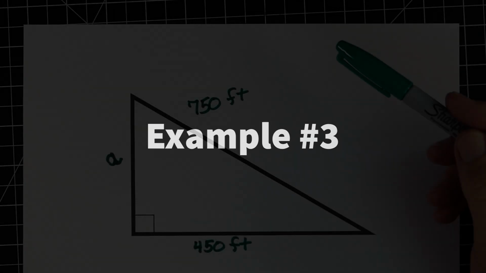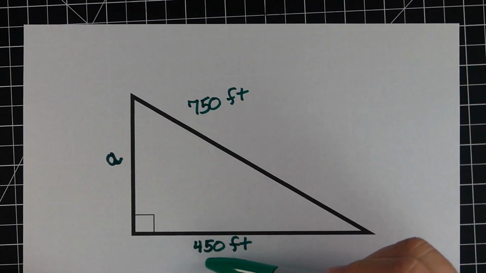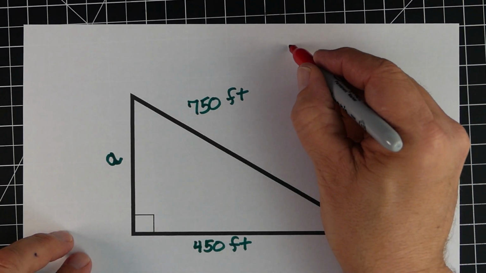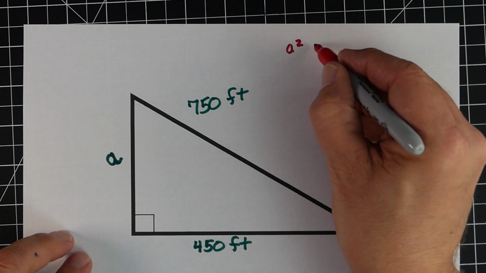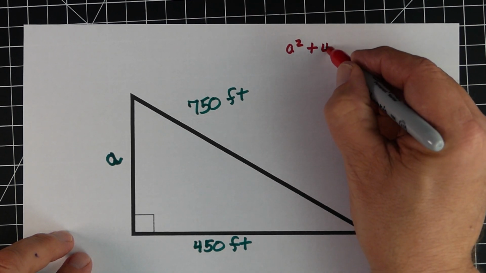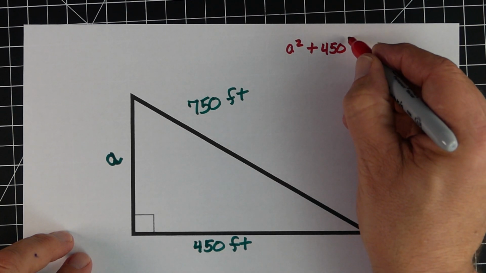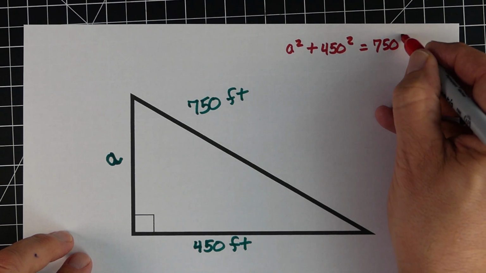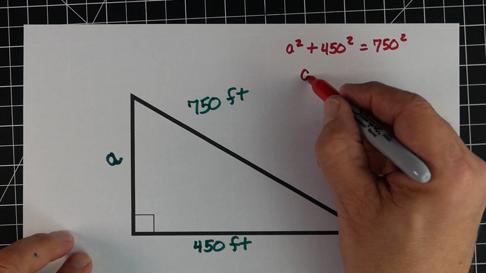Example number 3. So in this particular problem right here, again, we're missing a, we know the hypotenuse, we know b. So again, pretty big numbers here. So we've got a squared plus b squared, and that's 450, so it's 450 squared, and that's going to equal c squared, which is 750 squared. So now we have to just go and square those numbers.